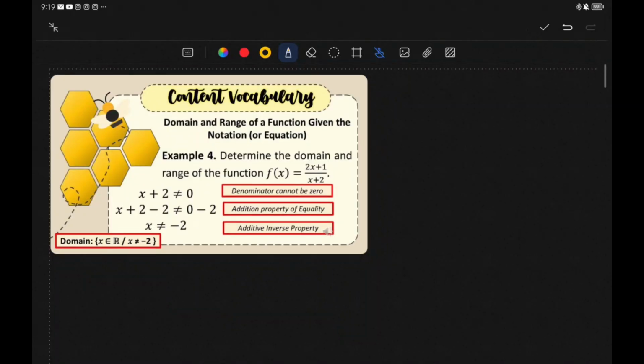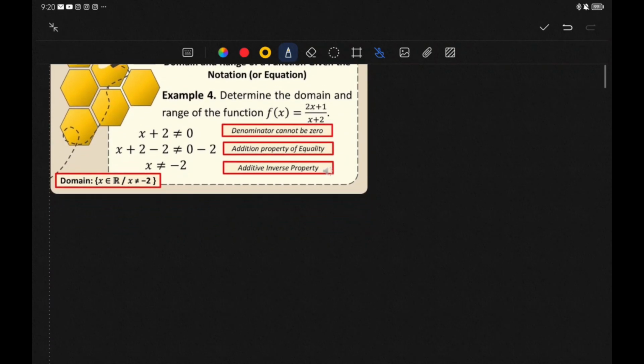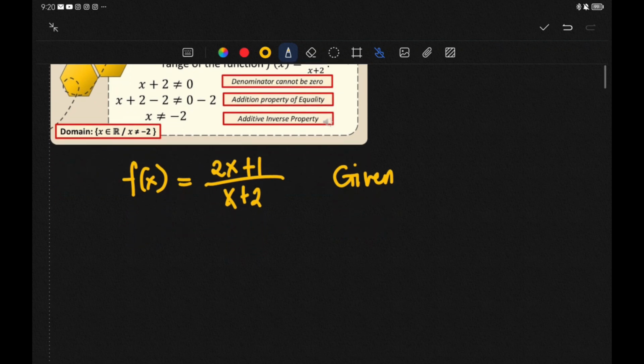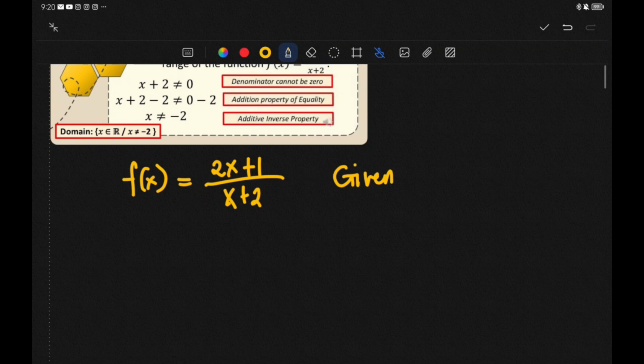Okay, so now we are going to find the range of a function given the notation or equation f of x is equal to 2x plus 1 over x plus 2. So this is our given. Now to find the range, we need to get the inverse of the function by following the procedures. So I am going to illustrate the procedure.